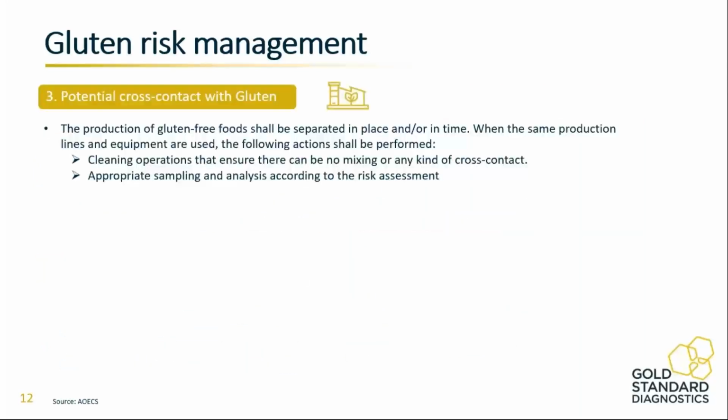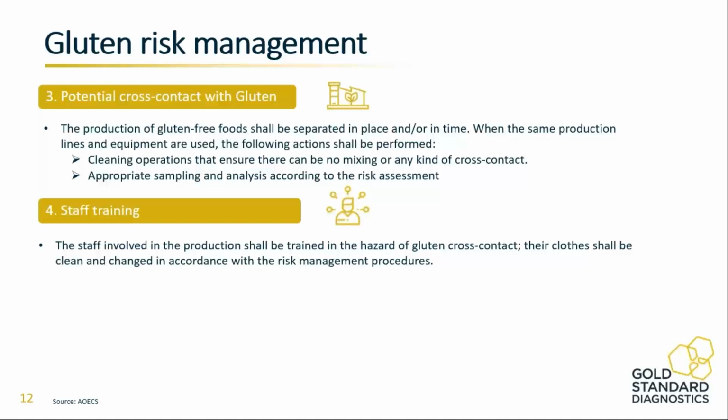Some other points in this case, in the factory itself, in the production, the food shall be separated in place and or in time, preferably in place, but if not, at least in a different production moment. When the same production lines and equipment are used, the following actions shall be performed: cleaning operations that ensure there can be no mixing or any kind of cross-contact between the gluten-free product and the gluten itself, and appropriate sampling and analysis according to the risk assessment.